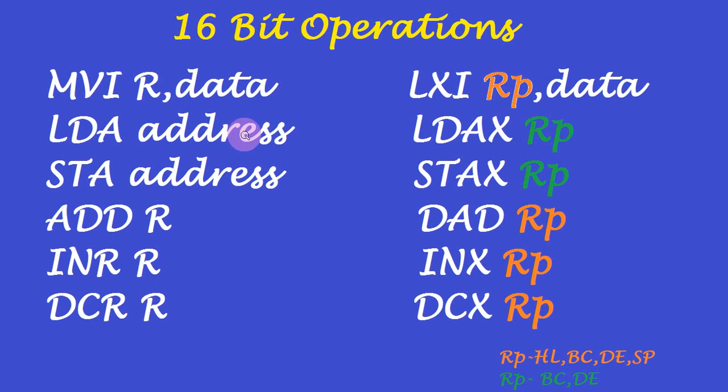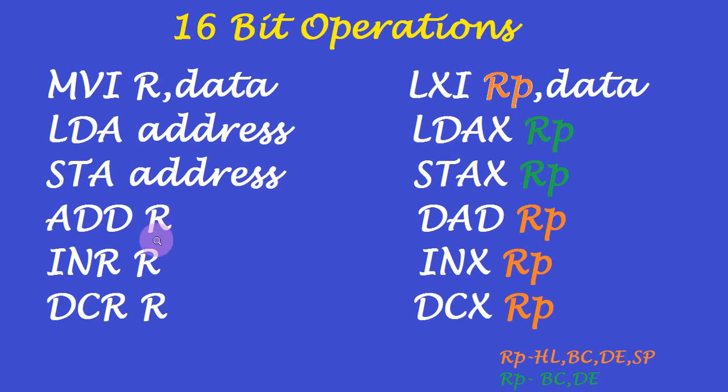To remove that difficulty, there is the command LDAX and a register pair. In this register pair, which is specified in green color, BC or DE, you just keep the address and use the command LDAX. It will load the accumulator with the data present at the address stored in this register pair. Similarly, the STA and STAX commands are there for storing data into the specified memory locations.